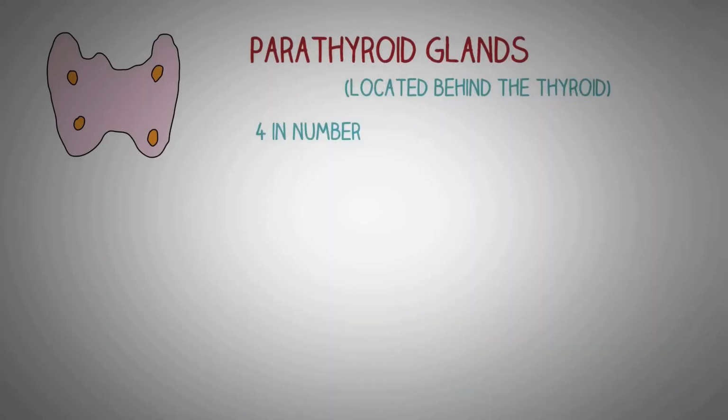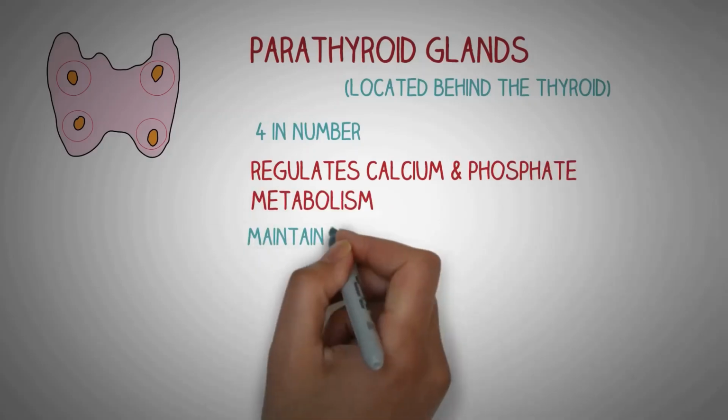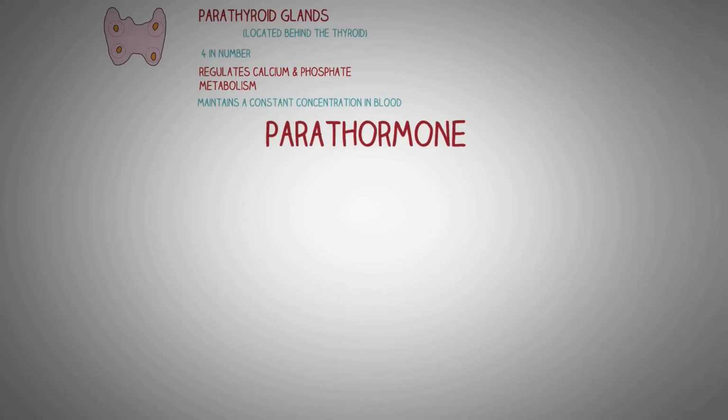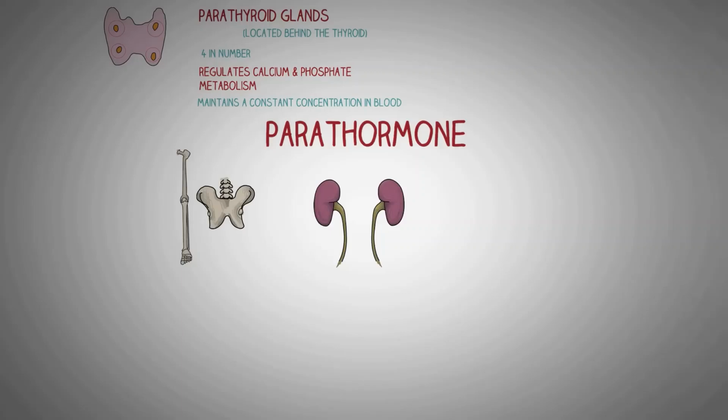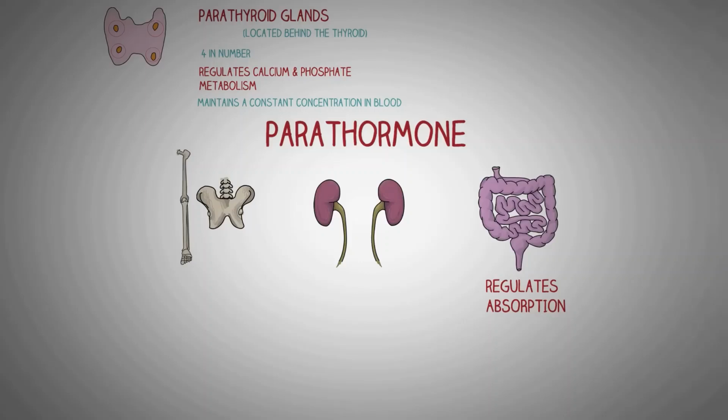The second gland that we'll talk about is the parathyroid gland. It is called parathyroid gland because it is located just adjacent to the thyroid gland or behind it. We have four parathyroid glands, one behind each of the upper and lower poles of the thyroid. The parathyroid gland has a vital function of regulation of a constant concentration of calcium and phosphate in the body. It does so by releasing a hormone known as parathormone, which mainly acts on bone, intestine, and kidneys.